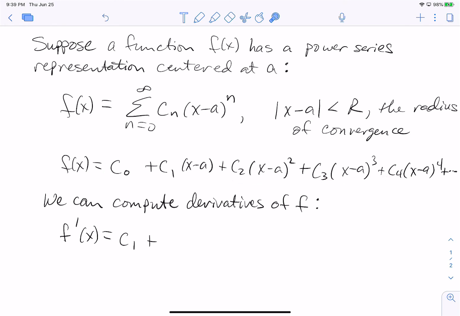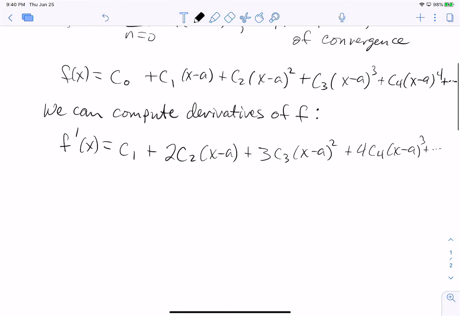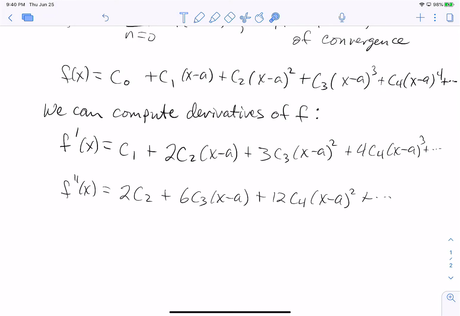For the rest of the terms, the power rule will make it pretty easy to see what's going on. 2 times c2 times x minus a plus 3 times c3 times the quantity x minus a squared plus 4 times c4 times the quantity x minus a cubed plus dot dot dot. We're going to do that a few more times. The second derivative kills the constant c1. It differentiates to 0. 2c2 is the first term then. Using the power rule, we have 6c3 times the quantity x minus a. Again, the power rule, plus 12c4 times the quantity x minus a squared.